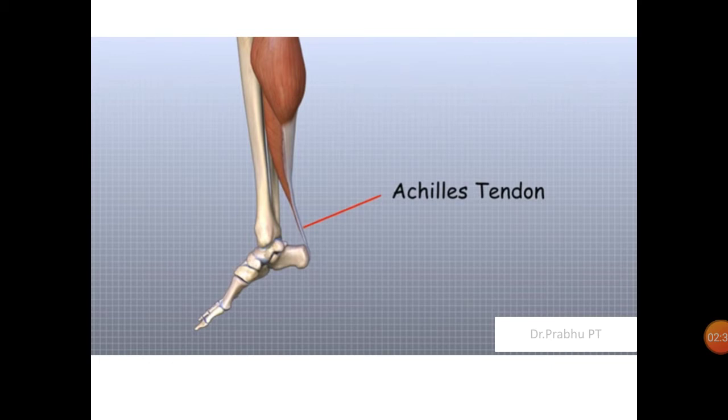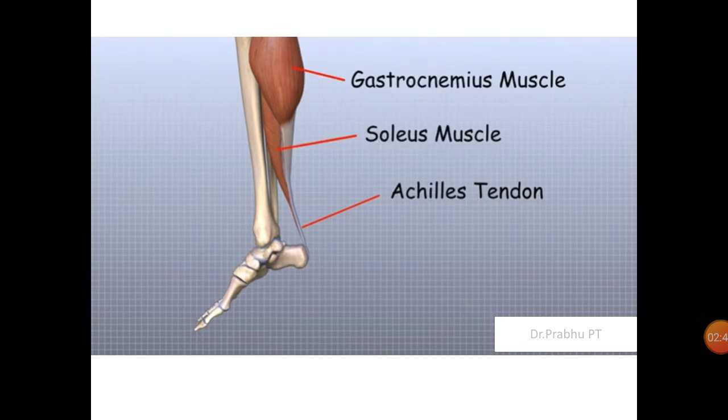The Achilles tendon is also called the calcaneal tendon. Here you can see the calf muscles, the gastrocnemius muscle and the soleus muscle. The gastrocnemius and soleus muscles unite into one band of tissue, which becomes the Achilles tendon at the lower end of the calf. So the gastrocnemius and soleus together form the lower part. It forms one band of tissue, and that is called the Achilles tendon.